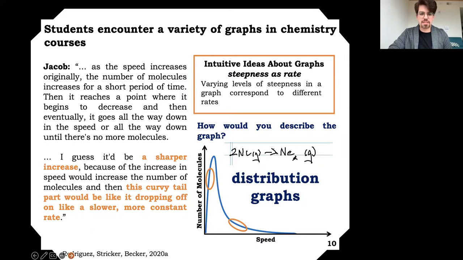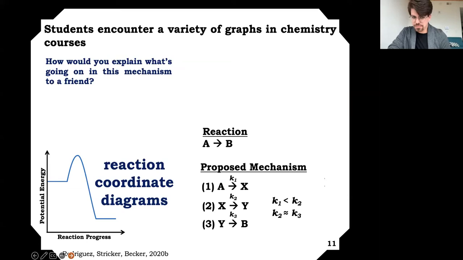And if we think about, let's say, a different representation, here we're talking about a reaction coordinate diagram. To provide a little bit of context, this was a different study that we published in 2020, involving interviews with first-year undergraduate students in a general chemistry course. During the interview, students were provided this reaction coordinate diagram, and they were provided this information here on the side.